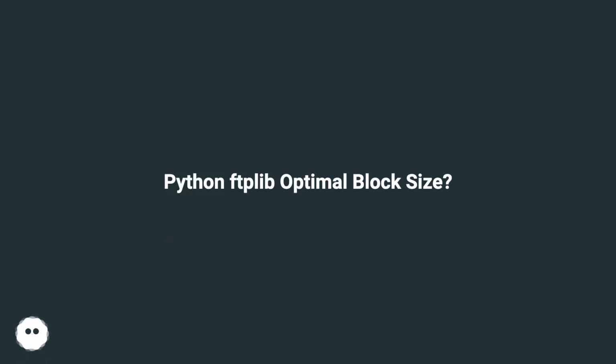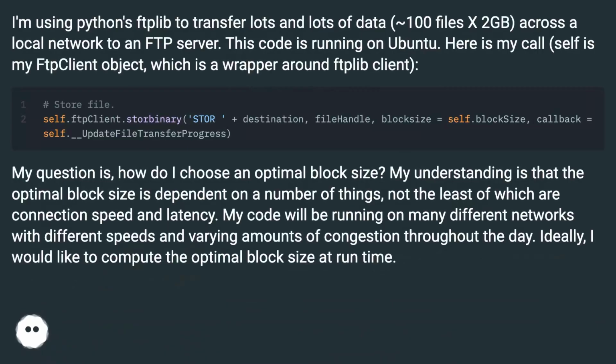Python Ftplib optimal block size? I'm using Python's Ftplib to transfer lots and lots of data, 100 files x 2 GB, across a local network to an FTP server. This code is running on Ubuntu.